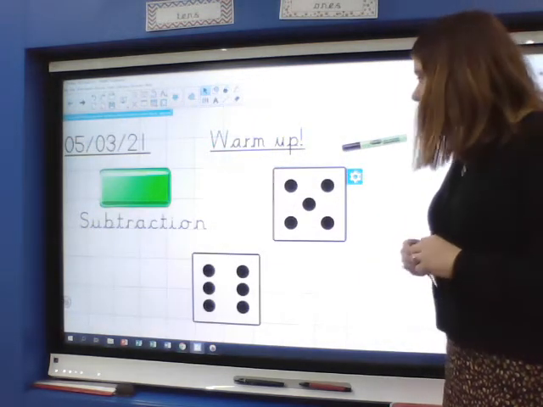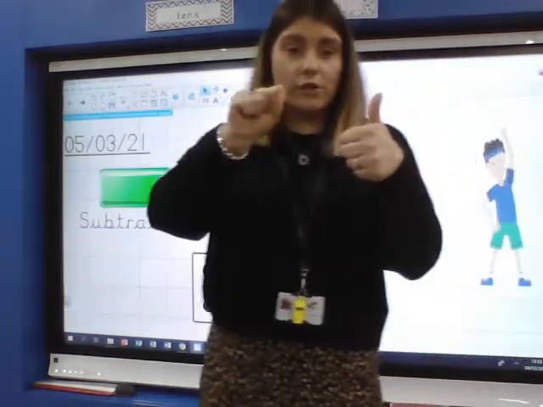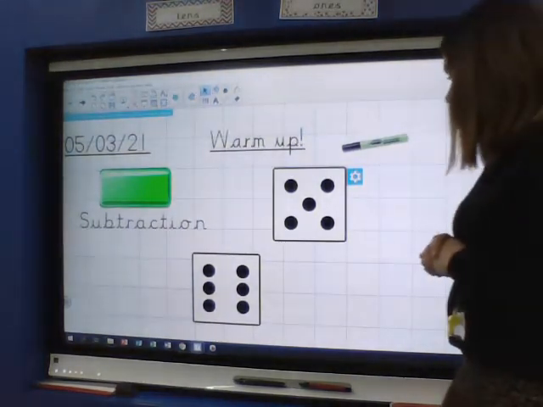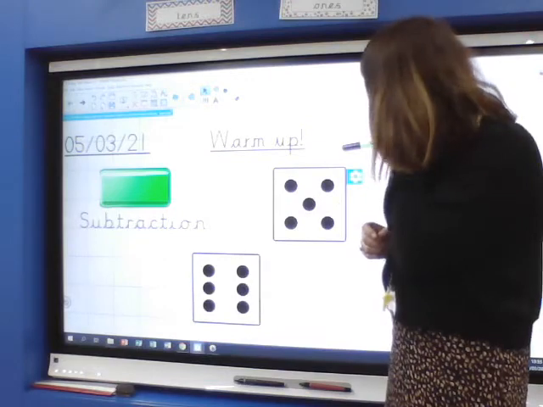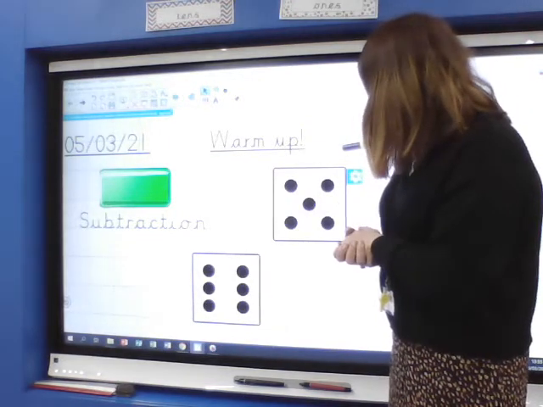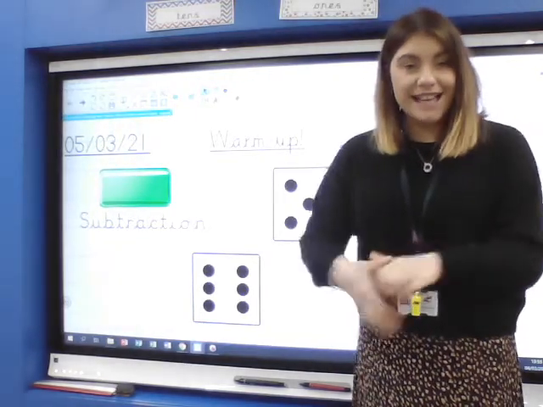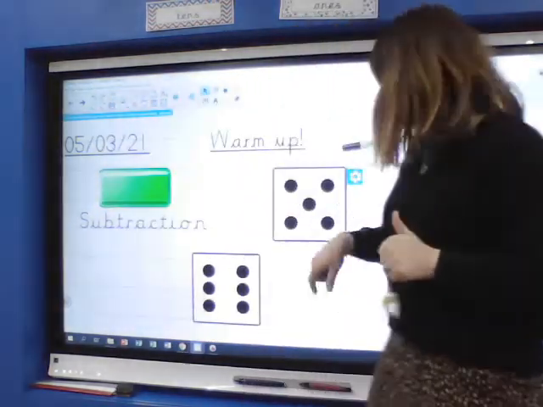So can you please do on your whiteboard the number sentence 6 subtract 5? So if I'm taking away, what am I left with? 6 subtract 5. 6 take away 5. Okay, hopefully you've got the correct answer. 6 take away 5, we are left with 1.